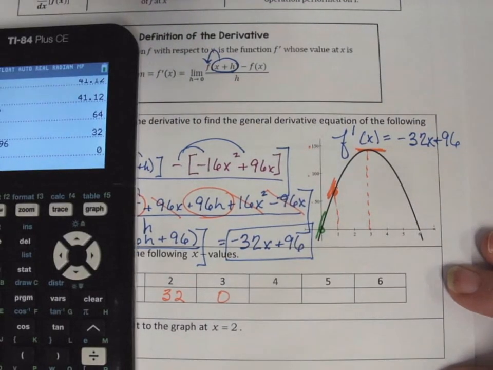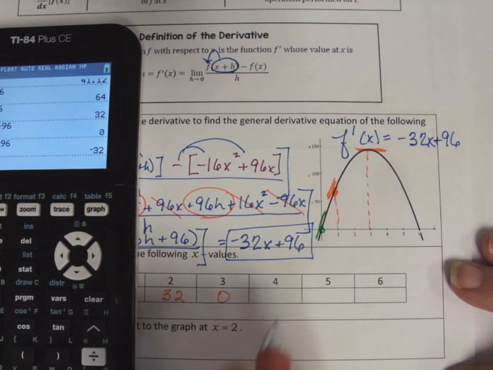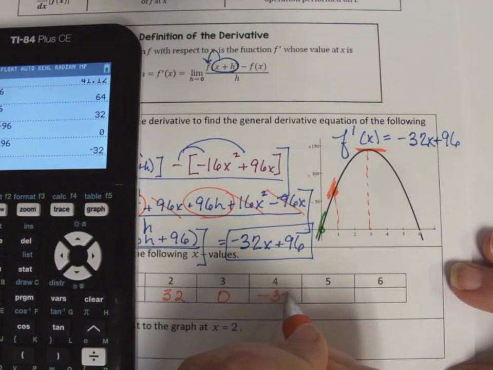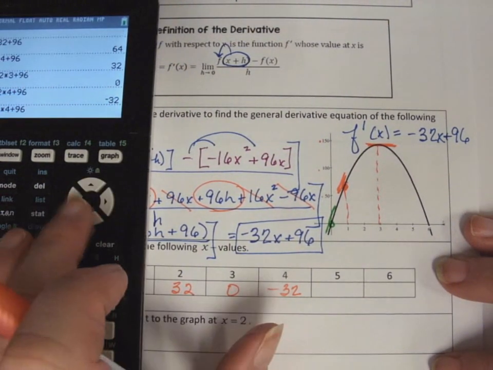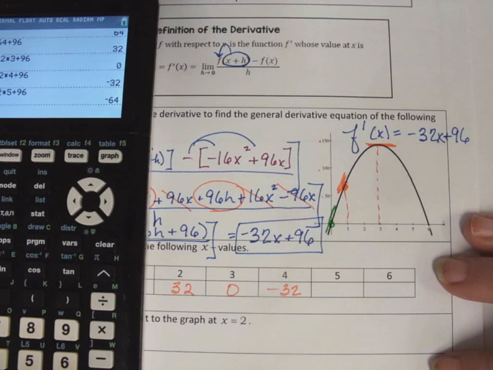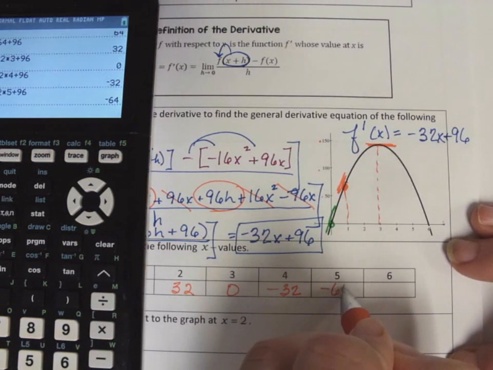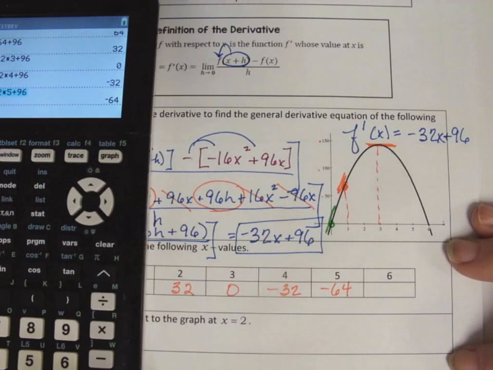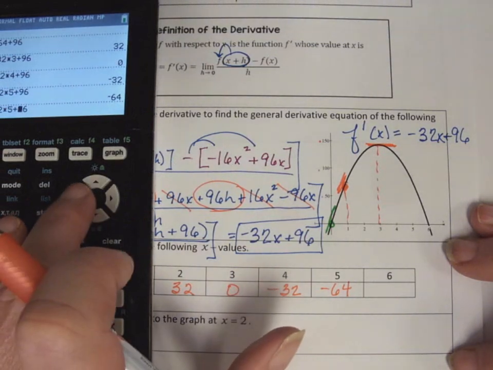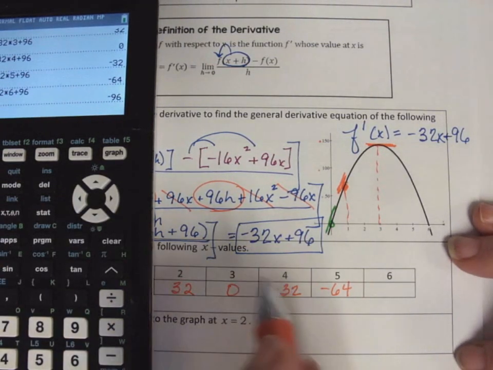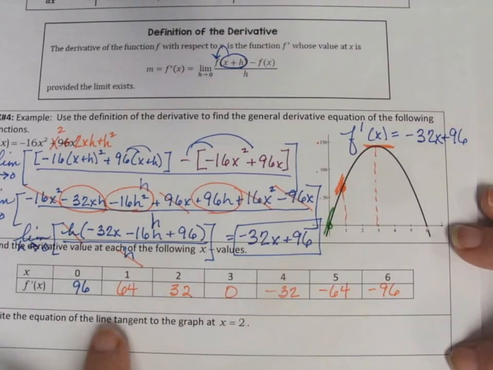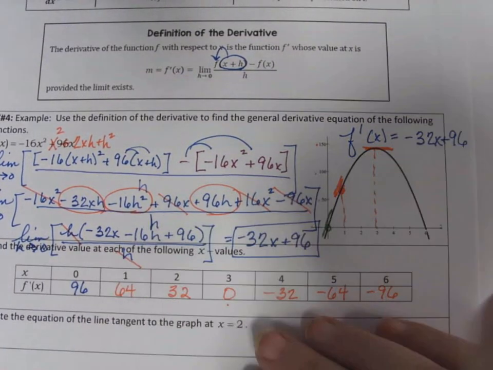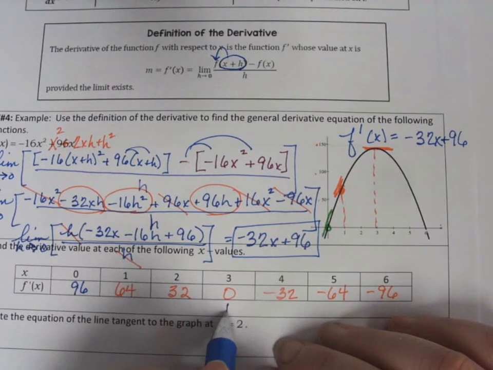And then we could do it at 4, so negative 32 times 4 plus 96. So that would give us a negative 32. At 5 we would get a negative 64, and at 6, we would get a negative 96. So notice that before 3, our slopes are all positive.